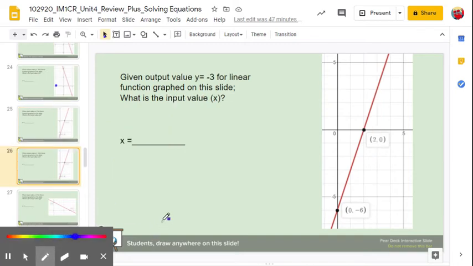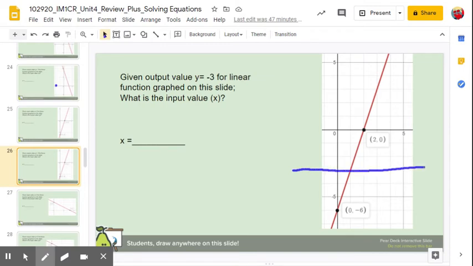All right, on this one, slide 26, it says graph the output value y equals -3. Given that output value, find the input value x. So y equals -3 is right here. Okay, it gets the line right here. What's that value for x? Well, that value is 1, right? So it's x equals 1. That point is the point (1, -3). Okay, so when you input 1, you get the output -3. We're doing it backwards here. We're saying the output's -3. What was the input value that gave us that? And it's 1.